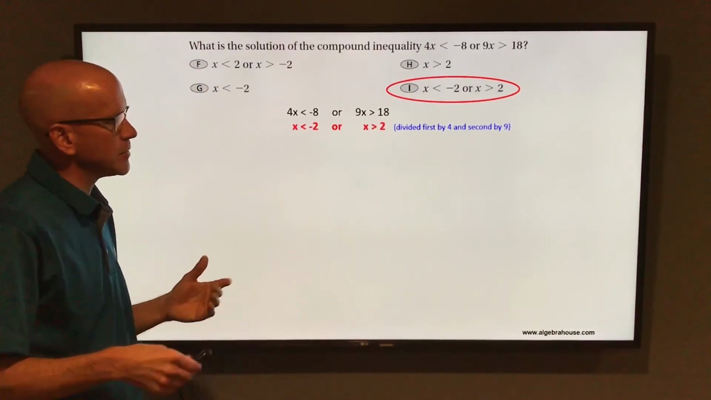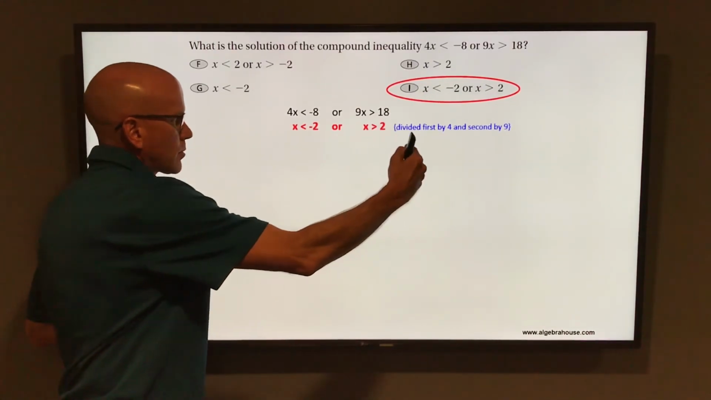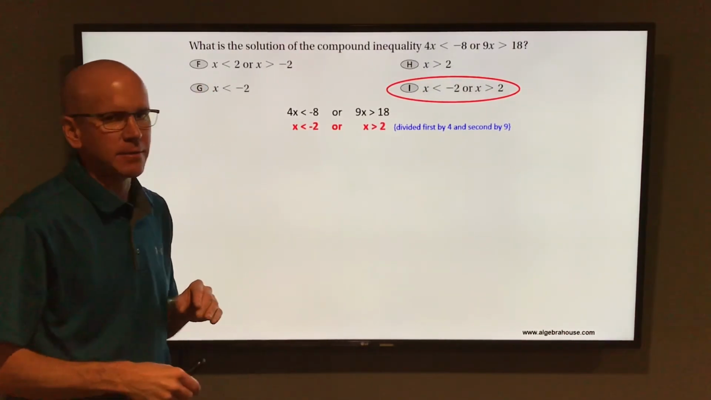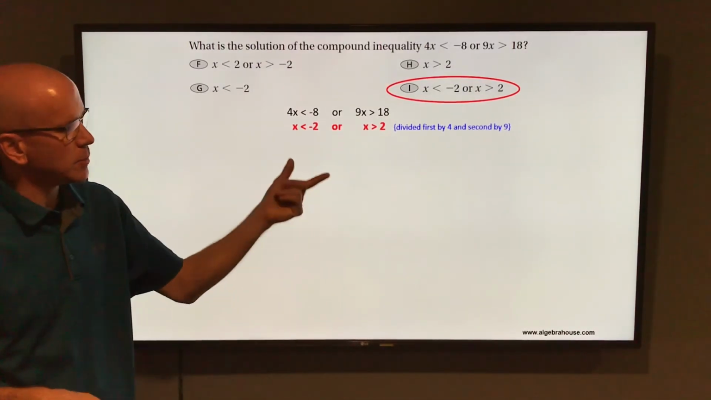So the graph of this, you would see an open circle on negative 2, the arrow goes to the left, and an open circle on positive 2, the arrow goes to the right. As I've said, with or inequalities, the graph will split off in opposite directions. That's what you would see here.